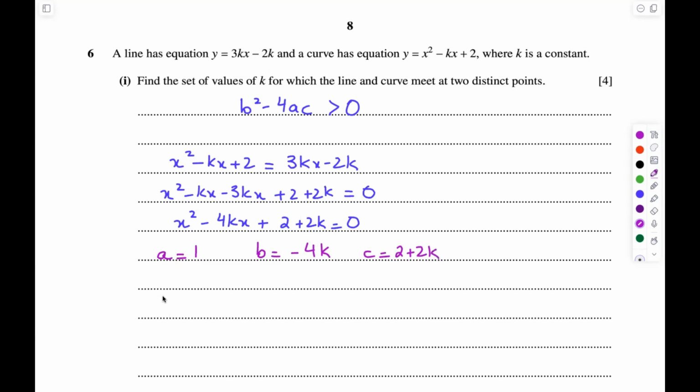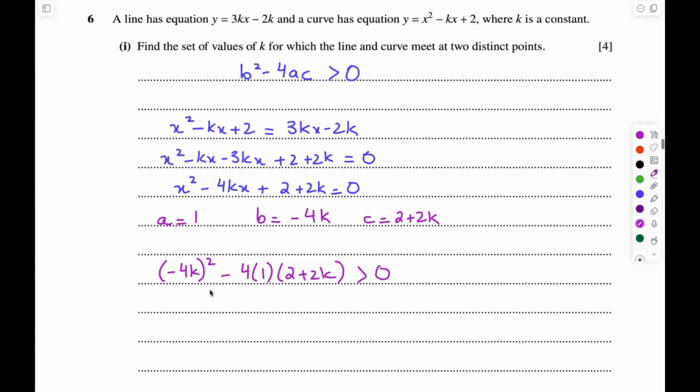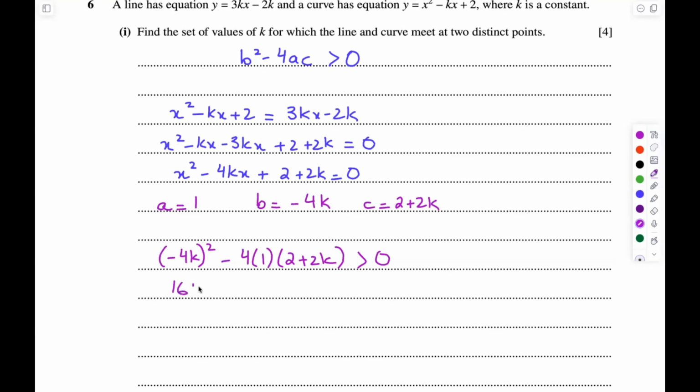Now applying b squared minus 4ac, this will become minus 4k whole squared, b squared minus 4 into 1 into c, which is 2 plus 2k, and we'll put it greater than 0. So expanding minus 4k whole squared, that will become 16k squared. This will become minus 8, so 4 times 2 will become an 8k, and this will be greater than 0.